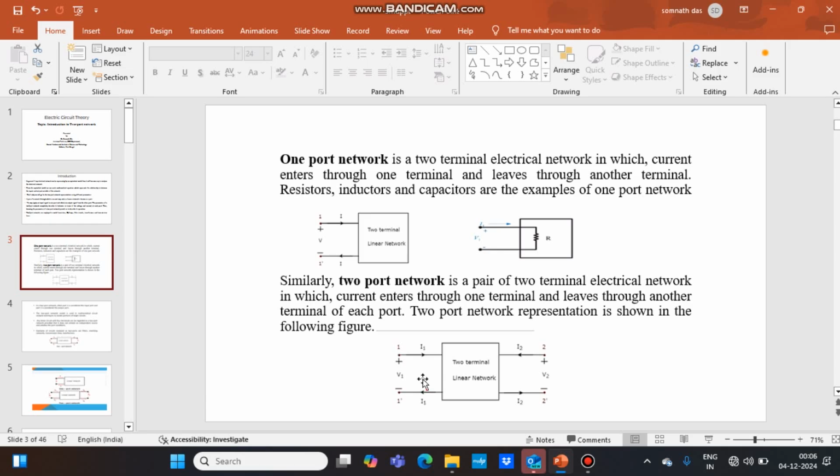In a two-port network there are two ports, port 1 and port 2. In port 1, terminal 1 and terminal 1 dash are there. In port 2, terminal 2 and terminal 2 dash are there. If you see port 1, I1 current is entering the network and I1 current is leaving the network. If you see port 2, through terminal 2, I2 current is entering the network and through terminal 2 dash, I2 current is leaving the network.